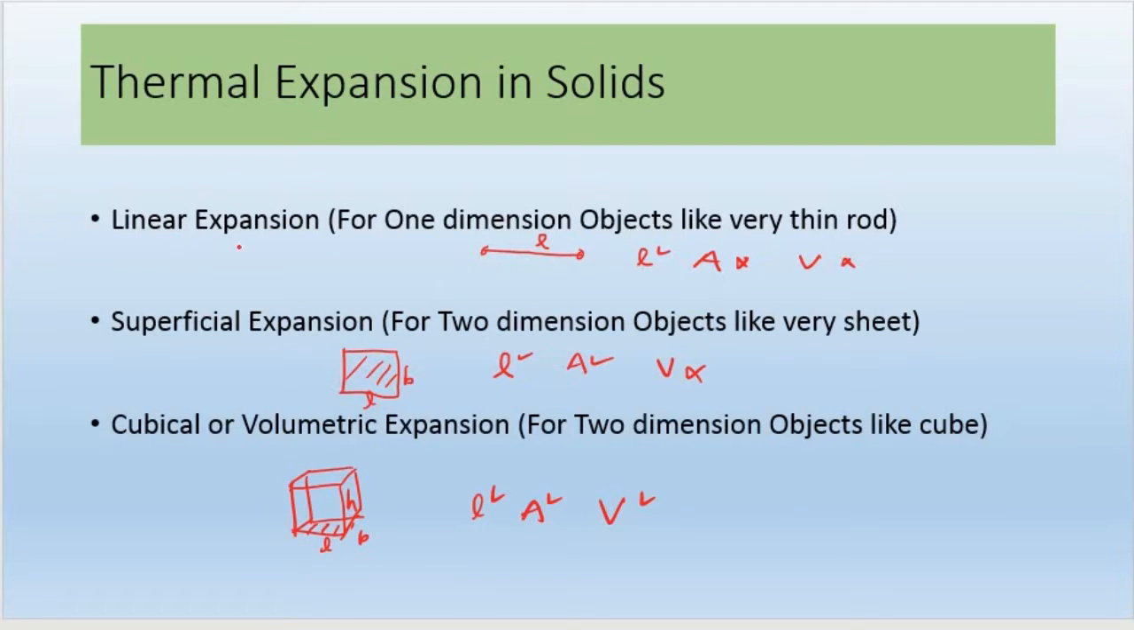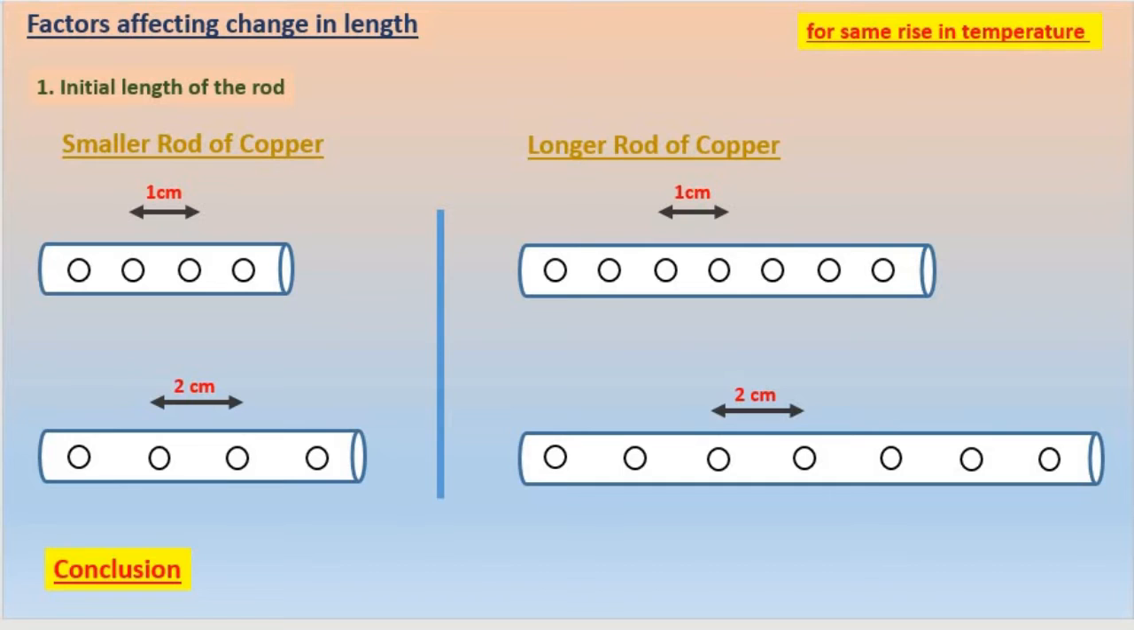So linear expansion would take place in case of very thin rods, superficial expansion in thin sheets, and cubical expansion in cube-like objects, or you may also consider a cuboid. So let us talk about the linear expansion first.